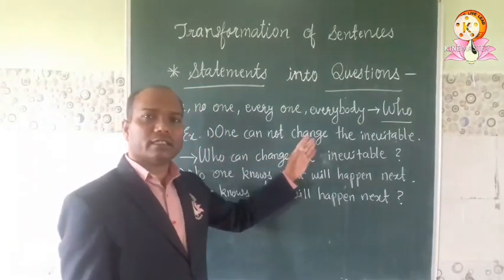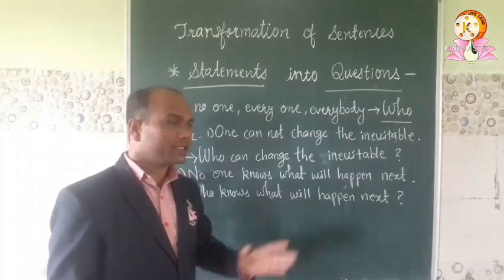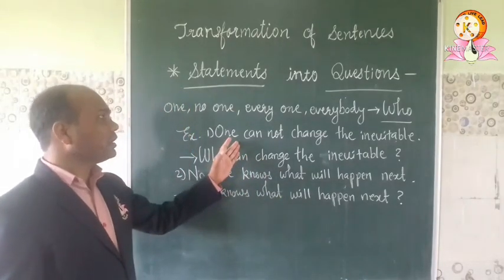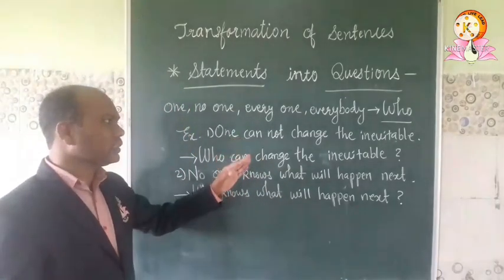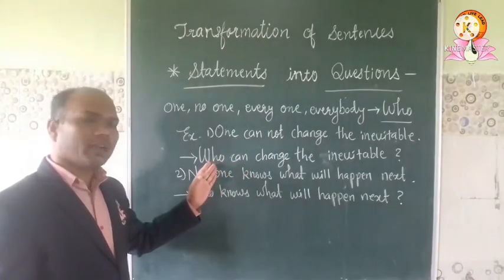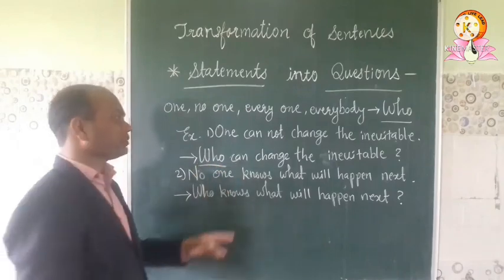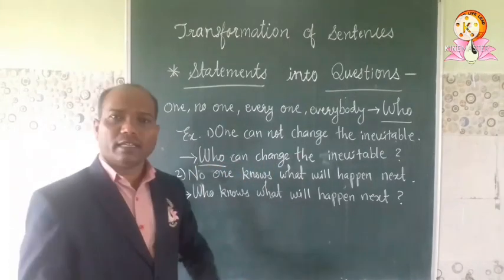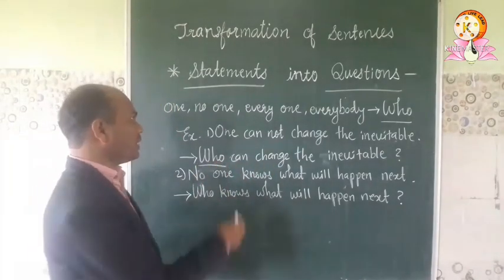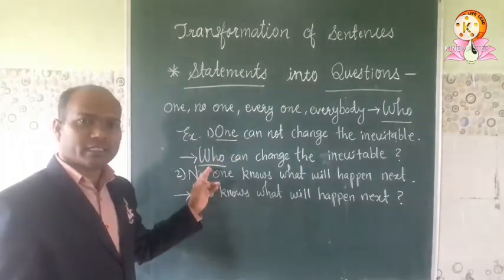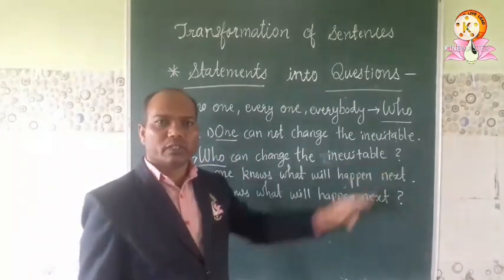One cannot change the inevitable. This is a negative statement. Let's change it into a question. Here, the WH question begins with the WH word "who." Who can change the inevitable? Instead of "one," here "who" is used. It ends with the question mark.